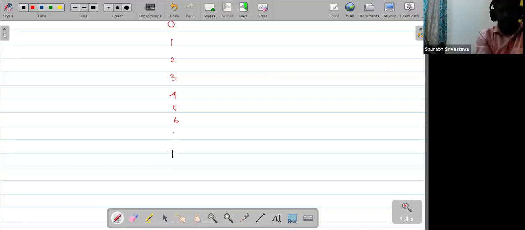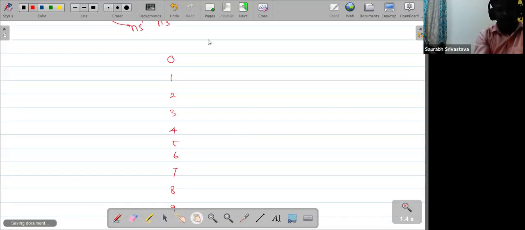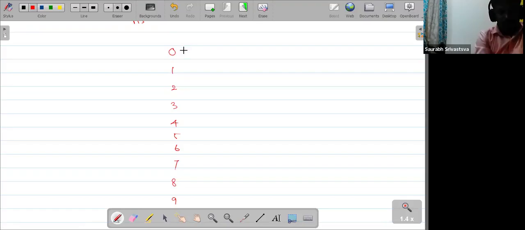Next one is 789. So this is a number. For this number, they gave the suffix value. So how should we write the suffix? The first one, if it is 0, then it is called nil. N-I-L.